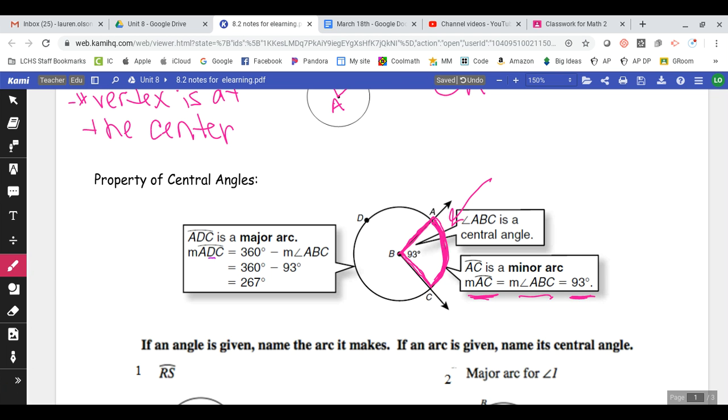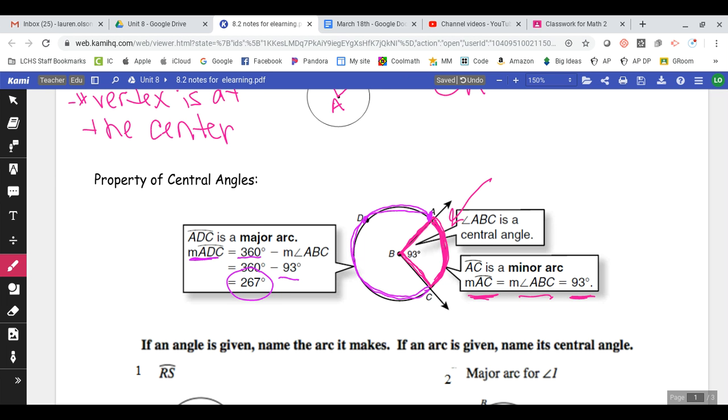Okay, and then off to the side on the left here, it's talking about a major arc. So if I look at this major arc, ADC, that tells me I have to start at A, go through point D, and then land over here at C. So it's a major arc because it goes the long distance. It's named with 3 letters. And since I know every circle has 360 degrees, I can find the measure of this arc by simply taking 360 and subtracting the 93 that's coming from that pink arc. And I end up with 267 degrees.